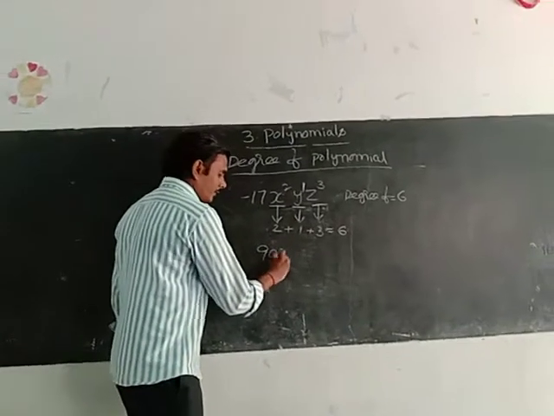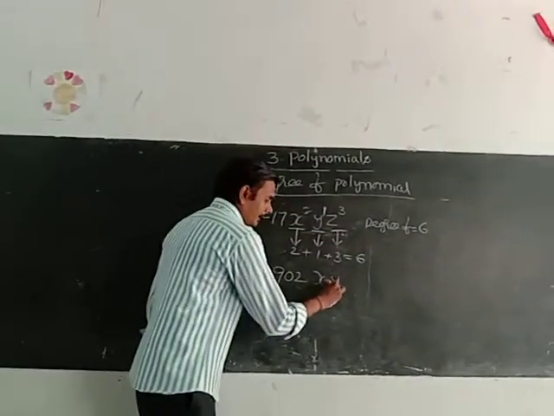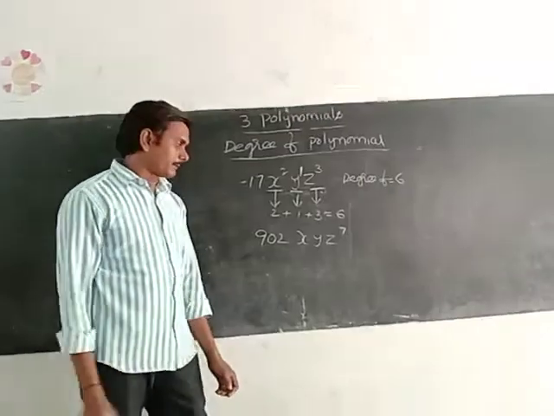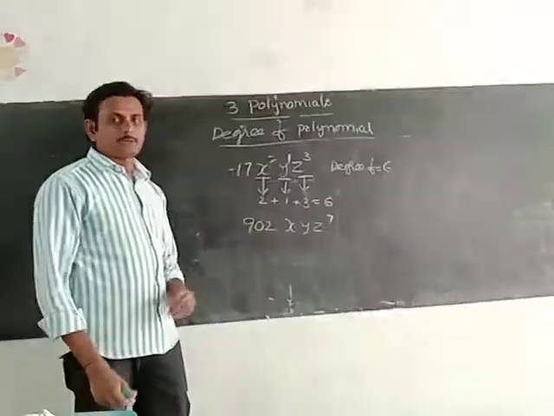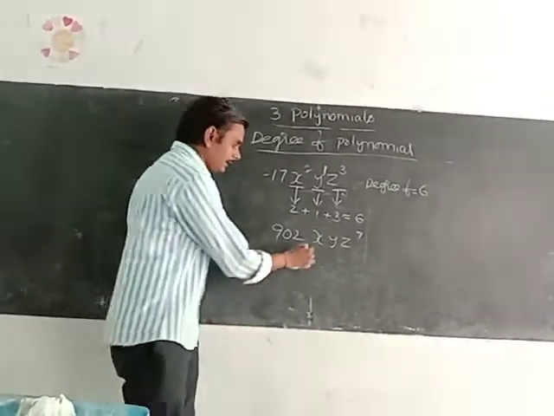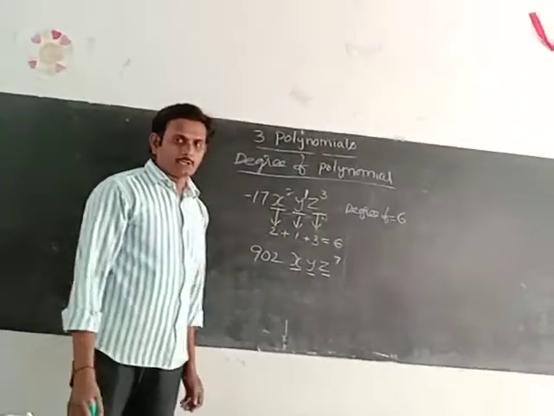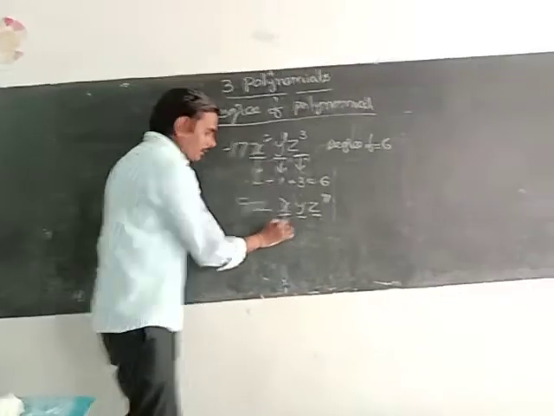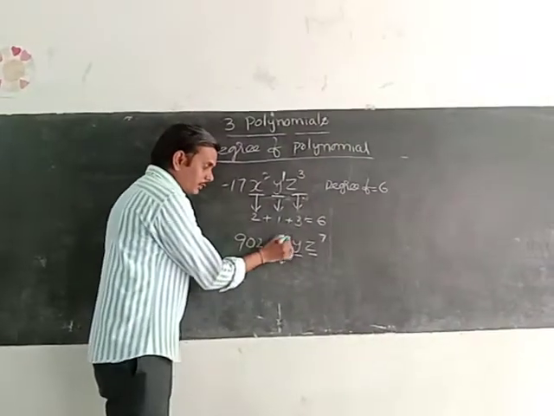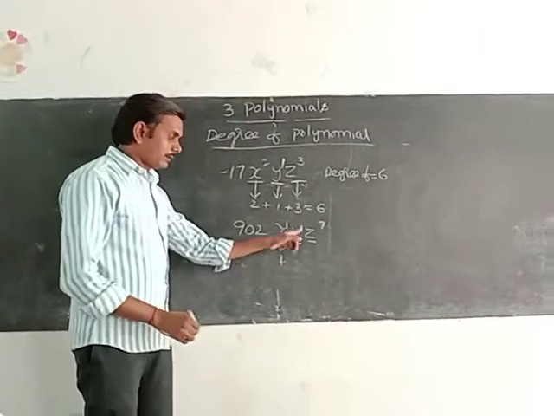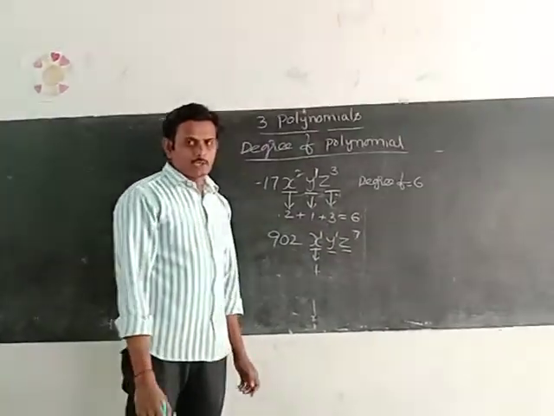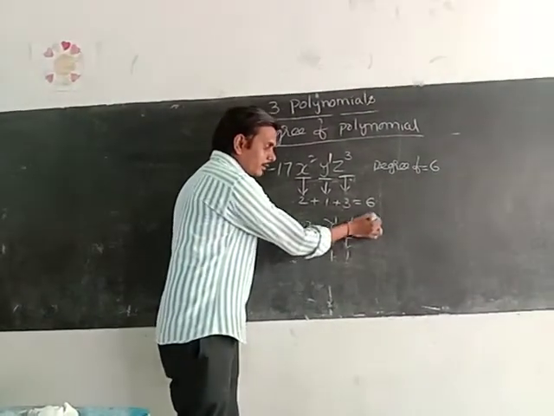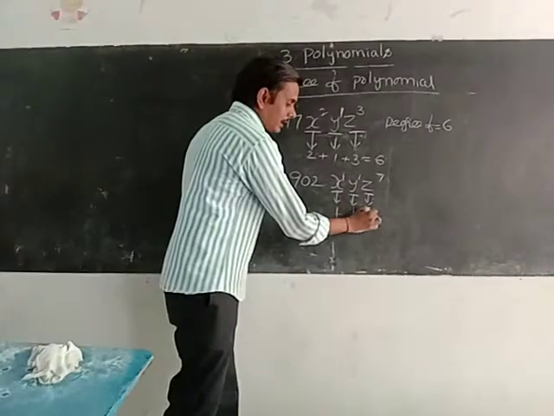Okay, 902 x y z power 7. Here also, how many terms are there? First identify. Variables x, y, z. Instead of x, y, z, you can take other variables also. What is the power of x? No number is there, that is taken as 1. What is the power of y? No number is there, that is taken as 1. What is the number for z? 7, then it is taken as 7.